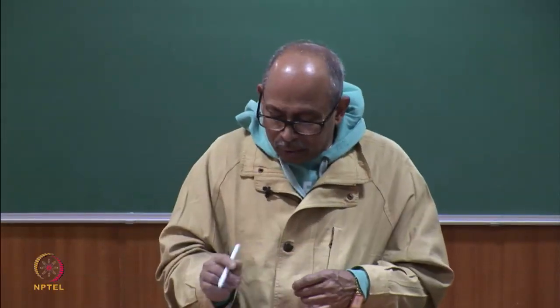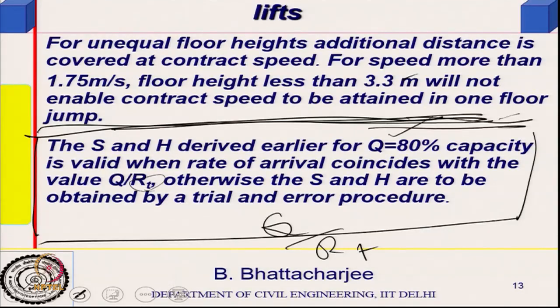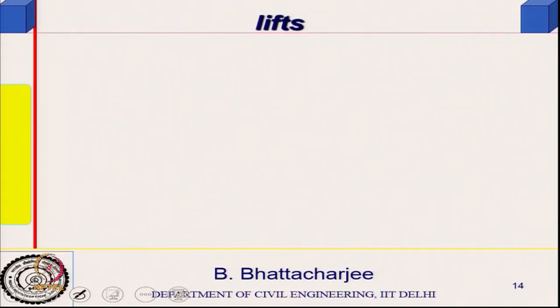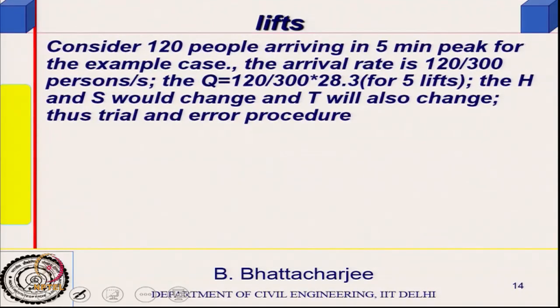We have decided on this matching of the steady state. This formula is valid for a steady state situation. If it is not so, then we calculate through a round of trial and error procedure. Let us see what we do. Supposing I have a rate of arrival of 120 people arriving in a 5 minute peak period, right?